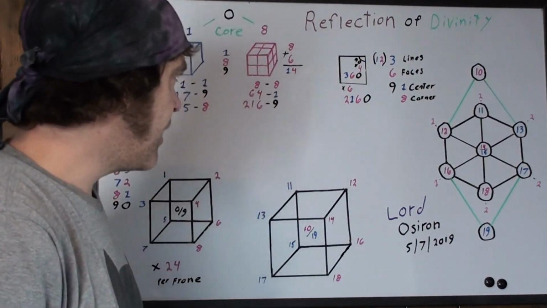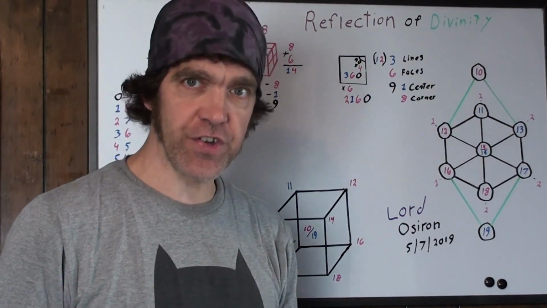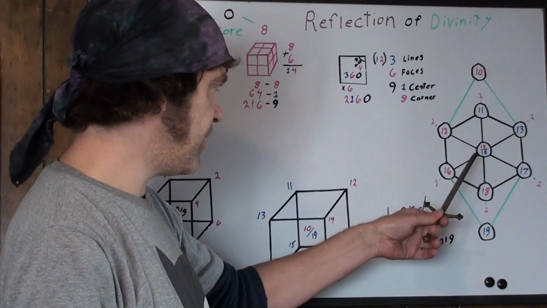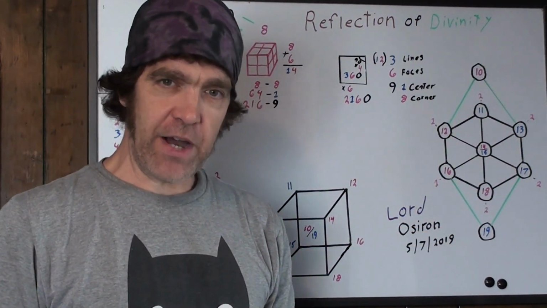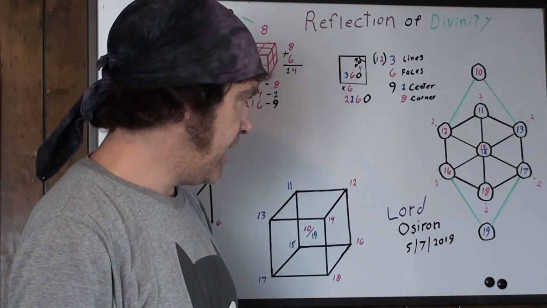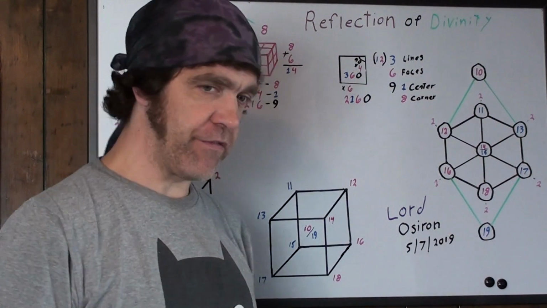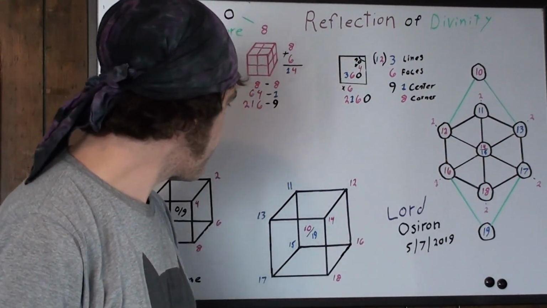What we have here, I showed in other videos how this applies to the Yggdrasil. This is the Yggdrasil model. It's sort of like a Kabbalistic tree of life inspired model. It uses the flower of life geometry, and you go through the numbers.